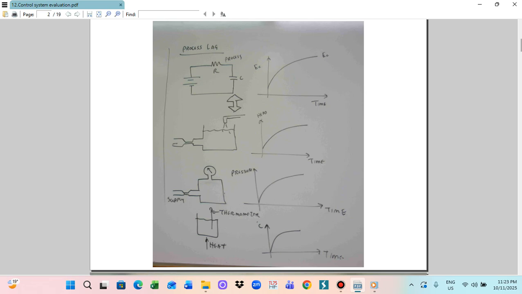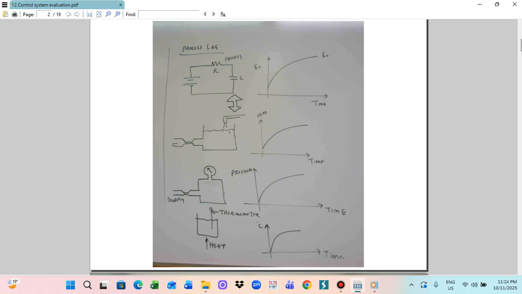Similarly, you can also see the pressure level here. So this is the supply. As the supply increases, the pressure also increases. So this is the pressure, and this is the tank. When you fill the tank, the gas pressure will increase. So we can also draw a similar diagram for the process system. This is the tank capacitor.